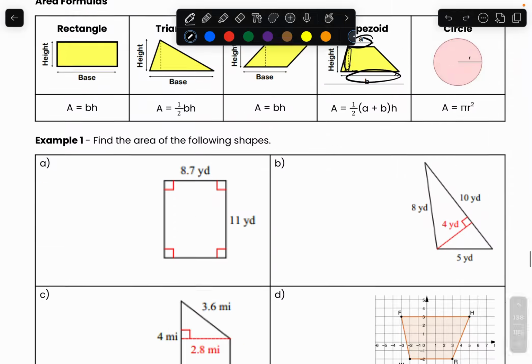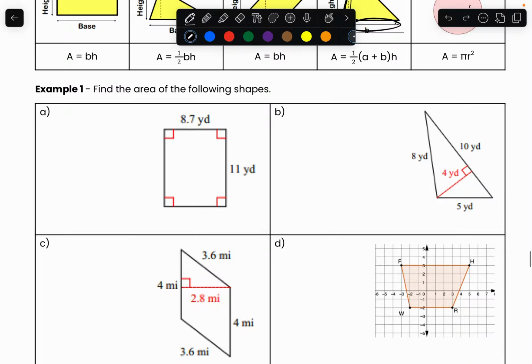So the first question, we do base times height because this is a rectangle, because we know it has 4 right angles. Or for any parallelogram, we just use base times height. So let's go ahead and do this. If we do 8.7, my base, times my height, which is 11, your value here will be 95.7. Since the measurement is yard, I'll put yard, and since we're in 2D, we're going to put yard squared.